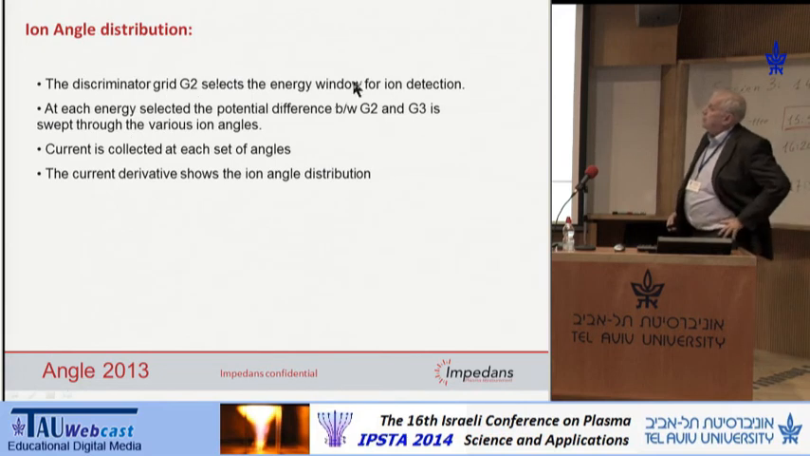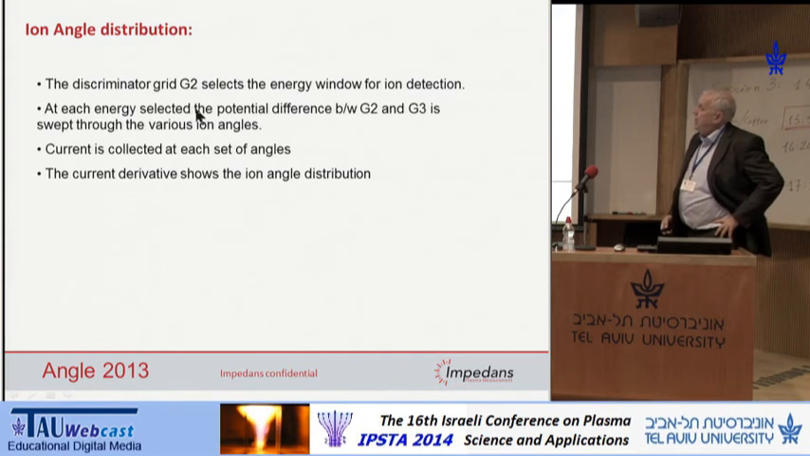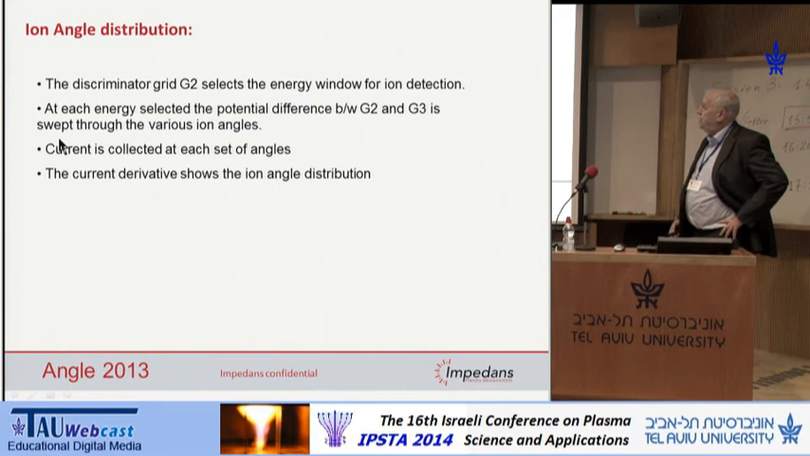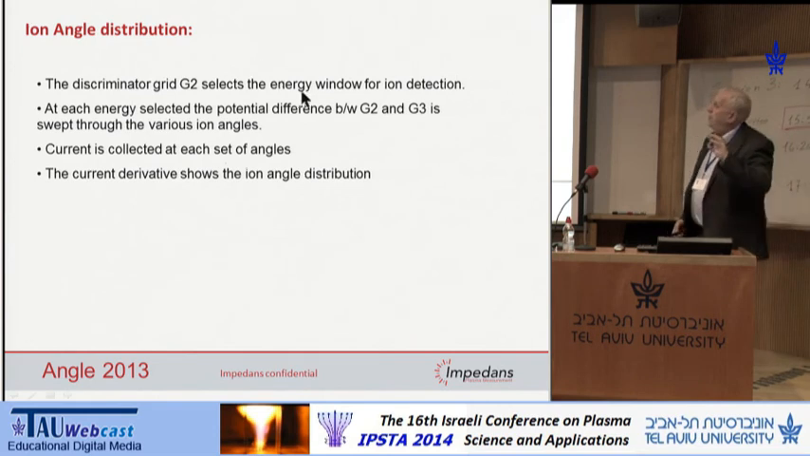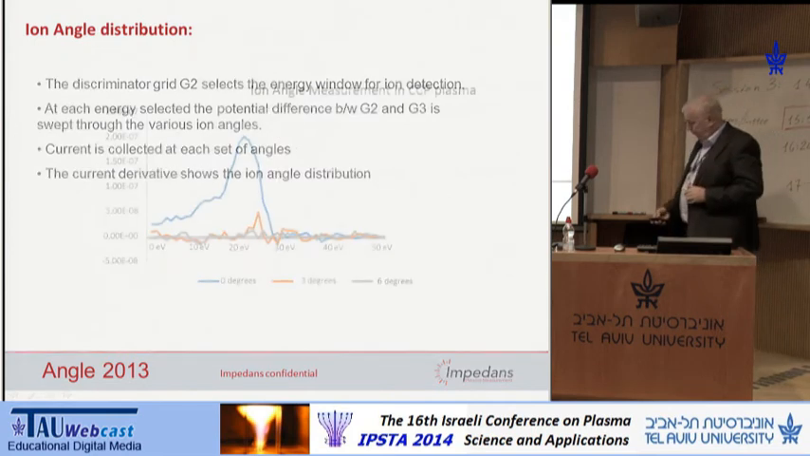So the discrimination grid G1 selects the energy window for an ion for detection. At each energy selected, the potential difference between G2 and G3 is swept through the various ion angles, and the current is collected at each set of angles. The current derivative shows the angle distribution. So the derivative of the current on the collector with respect to G2 is the ion energy, and the derivative with respect to the difference between G2 and G3 is the angle distribution.